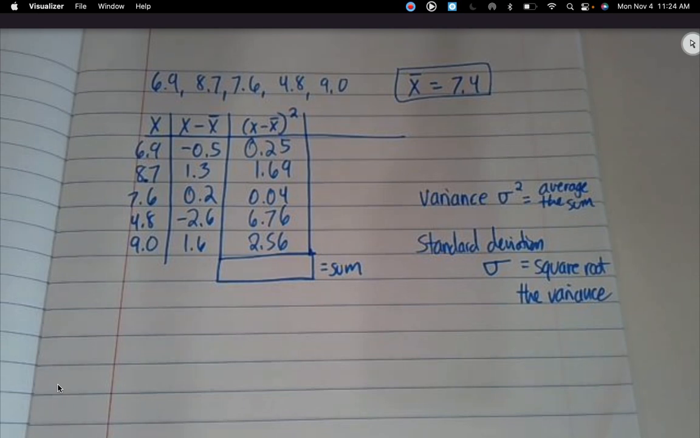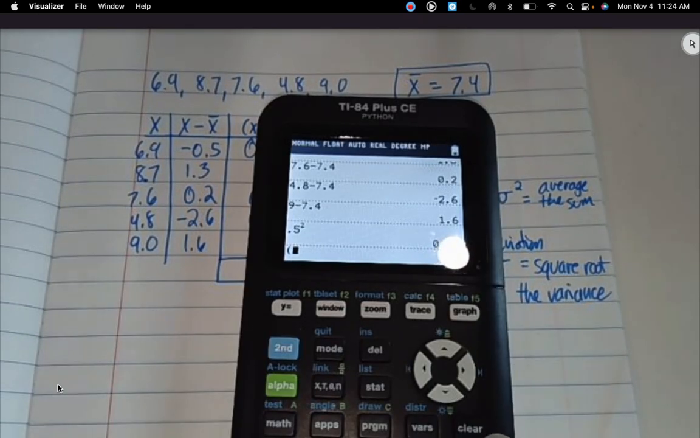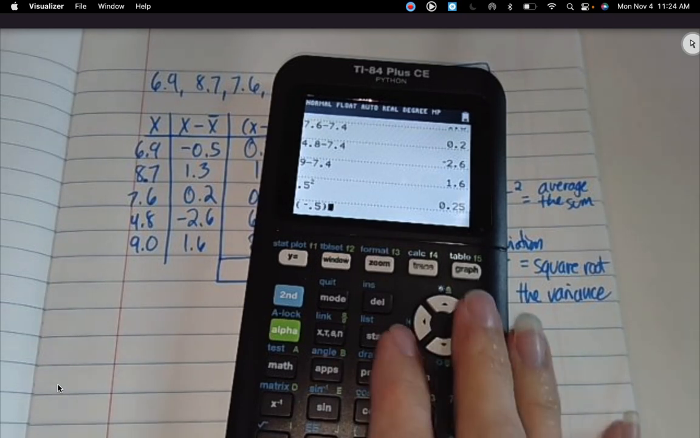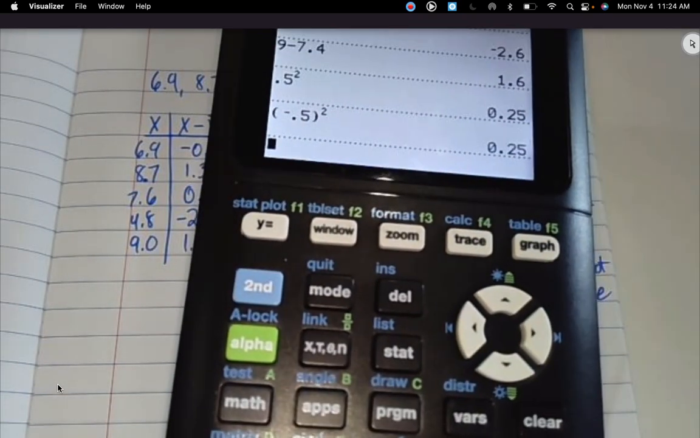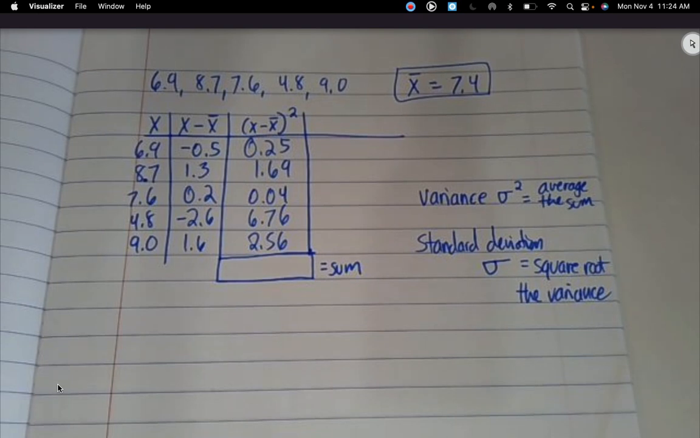Wait, can you show me how you did your parentheses for the first one? Yeah. So I didn't even put the negative. Negative 0.5 has to go in parentheses. Then press the little square button. Yeah, because that makes the negative go away. But again, you can ignore the negative and just know all these are going to be positive. That's what I did. I just did 0.5 squared.